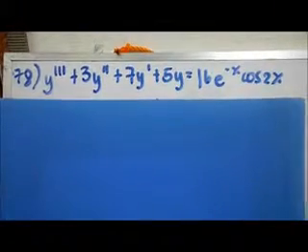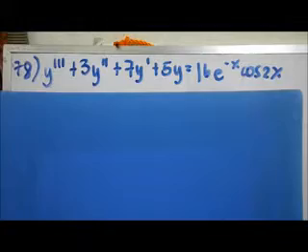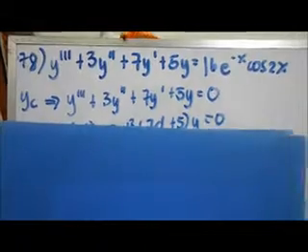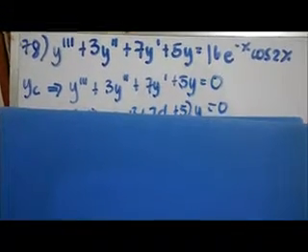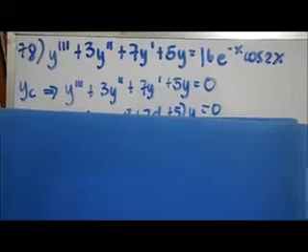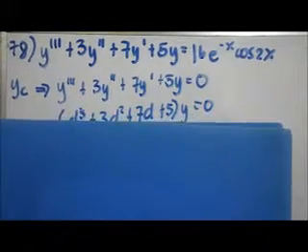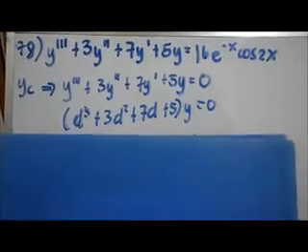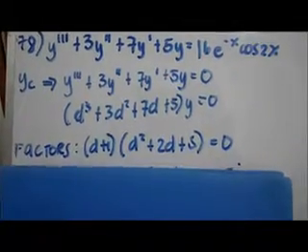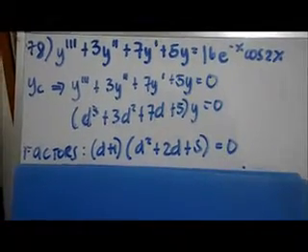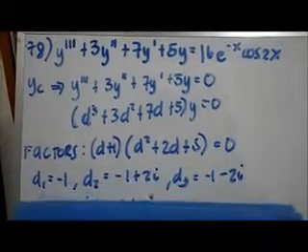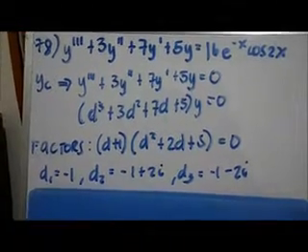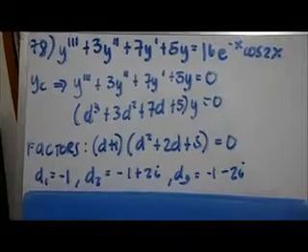Our last given equation is number 70 of page 108. In order to get the complementary solution, we need to solve y triple prime plus 3y double prime plus 7y prime plus 5y is equal to 0. So (d cubed plus 3d squared plus 7d plus 5) times y is equal to 0. And factoring it out, (d plus 1)(d squared plus 2d plus 5) is equal to 0. Thus, d sub 1 is equal to negative 1, d sub 2 is equal to negative 1 plus 2i, d sub 3 is equal to negative 1 minus 2i.